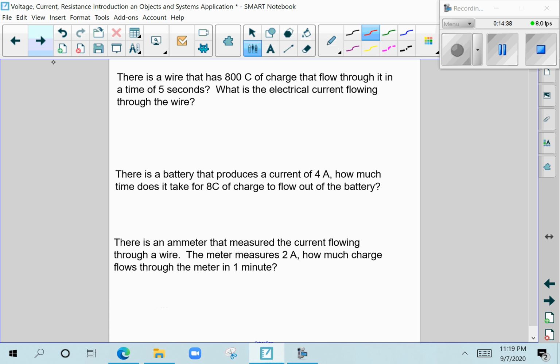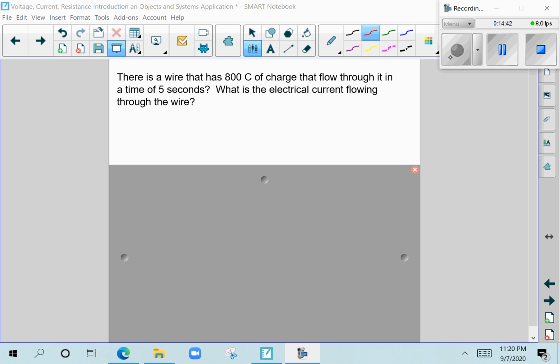Here we have a couple of practice questions we're going to try out real fast. So what I want you to do is try to pause the video, try to answer the question, and then play the video to see how you have done. So in this first question, we have a wire that has 800 coulombs of charge flowing through it in 5 seconds. What is, and ignore the fact there's a question mark there because that's bad grammar. That should be a period. What is the electrical current flowing through the wire?